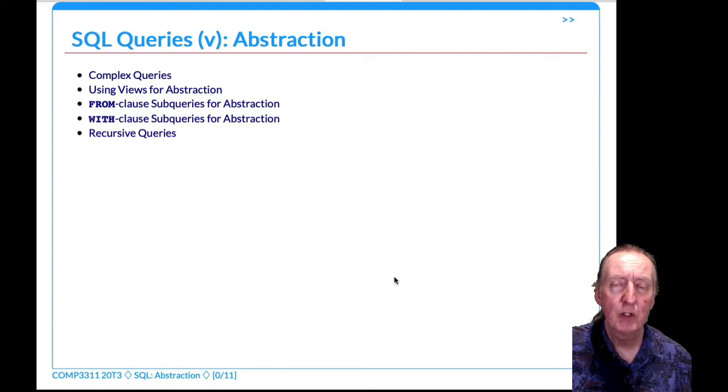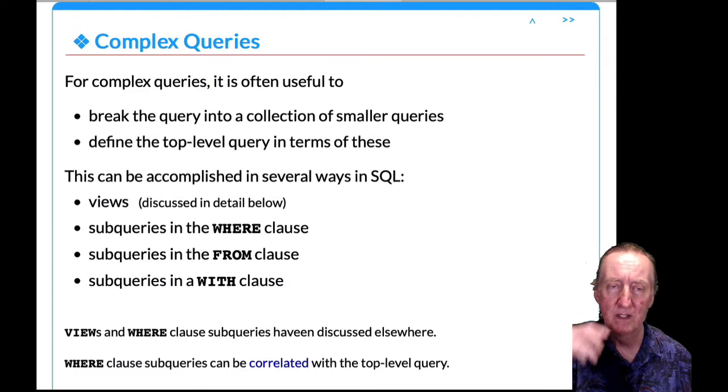Okay, so we've looked at lots of mechanisms in SQL. Now I want to talk a little bit about some abstraction mechanisms that you can use when you want to put together a whole bunch of queries to solve a particular problem that is too complicated to write as a single query. Okay, so let's have a look.